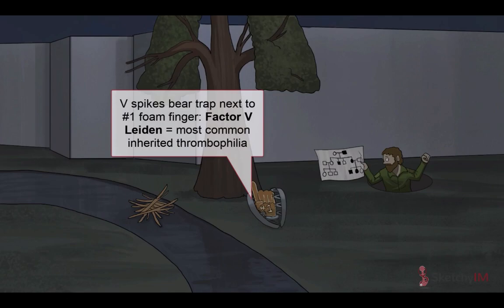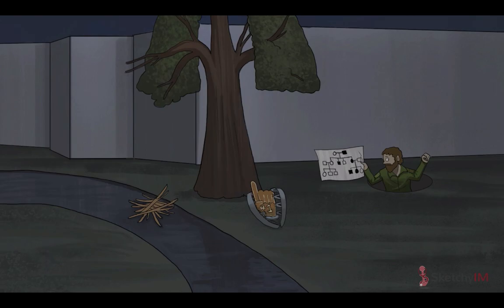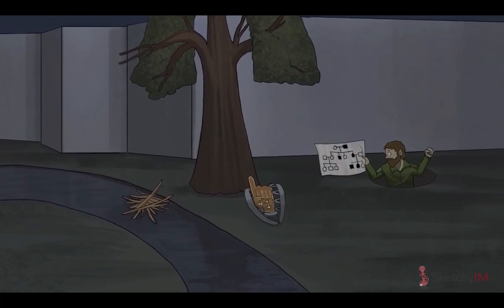Let's start by talking about factor V Leiden, the most common inherited thrombophilia, represented by this bear trap with V-shaped spikes. Factor V is a procoagulant clotting factor. When activated as factor Va, it increases the production of thrombin, which results in clot formation. Thrombin is a clever guy, downregulating itself automatically to prevent excess clotting from occurring. It does this by converting protein C to activated protein C, which degrades factor Va, thereby stopping further clot formation.